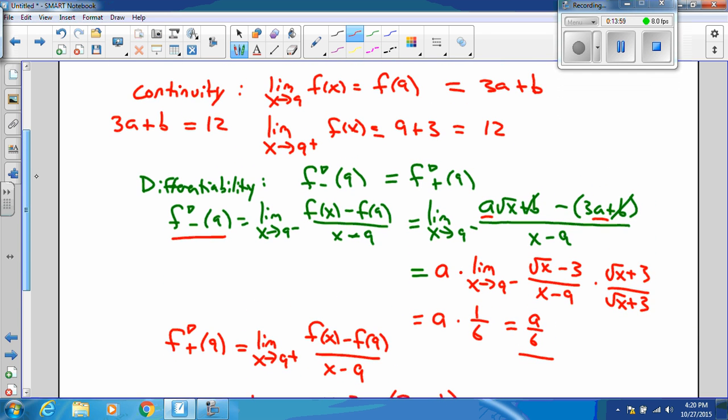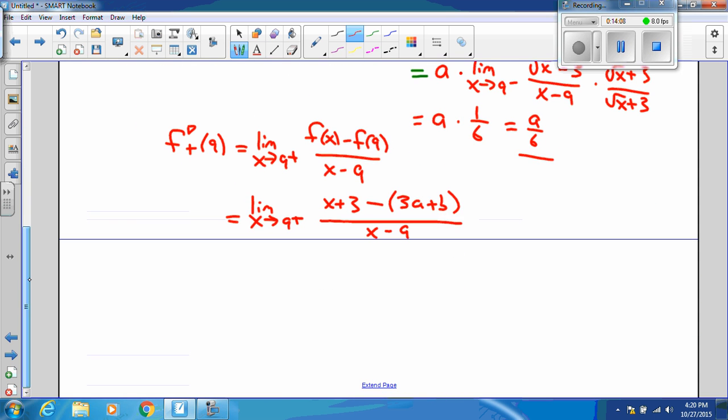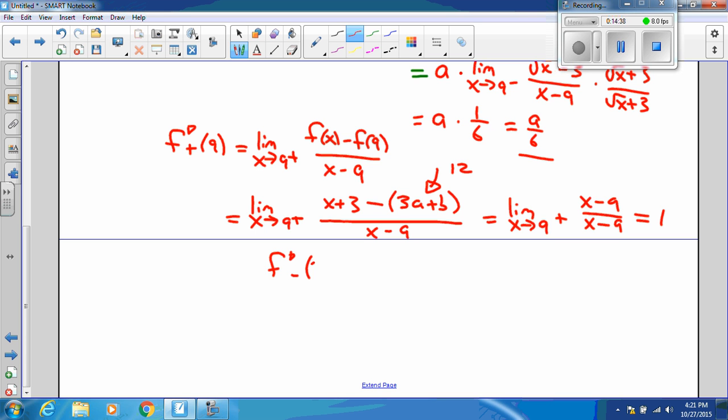Now at first I look at this limit and I think it's going to be really pretty awful, because it has x's and it has a's and it has b's and so on and so forth. And so I start looking around for something that might possibly help me. But then I discover something from the continuity condition. And that is that 3a plus b has got to equal 12. Which means that I can replace 3a plus b with what it is. And when I do, I get on the top x plus 3 minus 12, which is x minus 9. And of course on the bottom I still have x minus 9, and so I get 1.